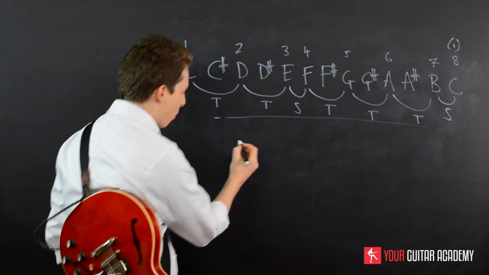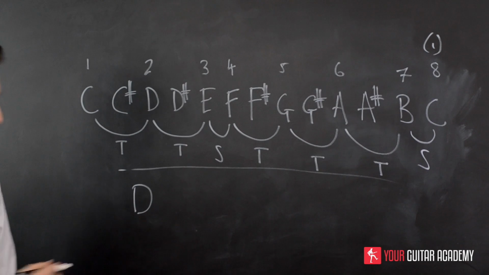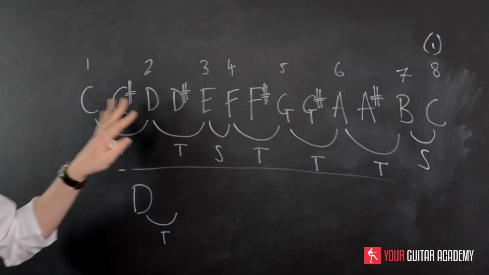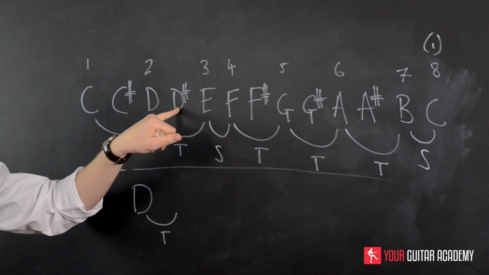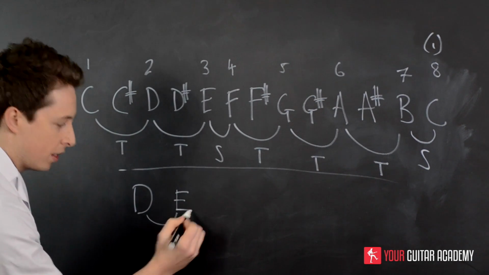Okay, so I'm going to start with D. So here we are, there's a D. Okay, so a tone up from D. So I'm going to put a T in here. So let's think about this. We can use this as reference if we want. We're on a D, we missed the D sharp, and E is a tone up from D. Okay? So there we go.